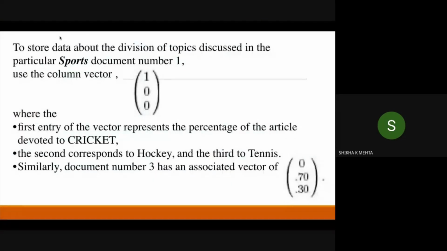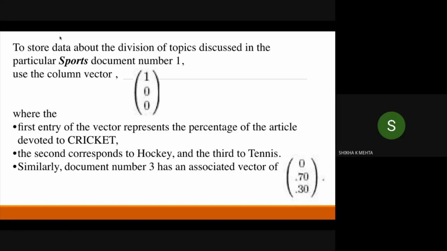So where the first entry is 1, that means it is 100% talking about cricket, and the other two terms are 0. That means they are not there at all, right? In the second case, if we take up hockey, and the third, tennis, the third document is going to be represented using 0, 0.7, 0.3. So we are depicting values between 0 and 1.